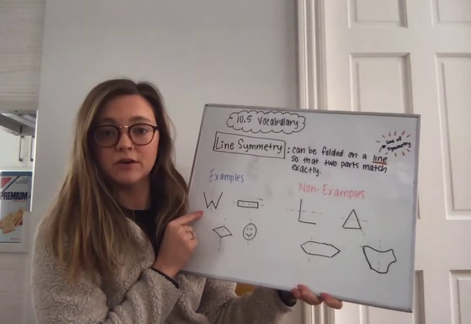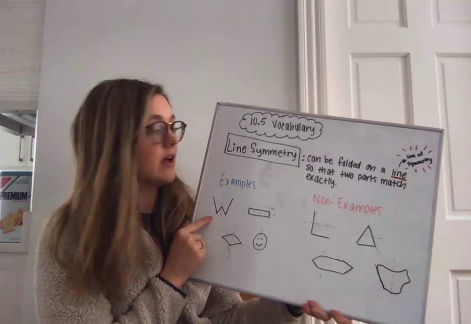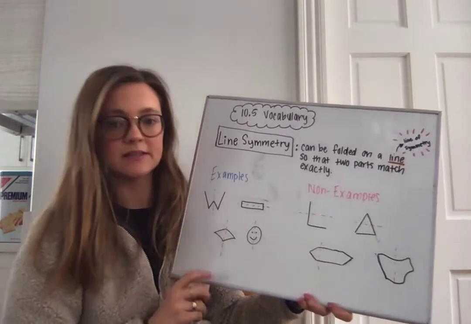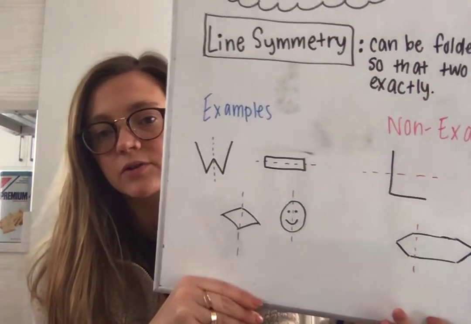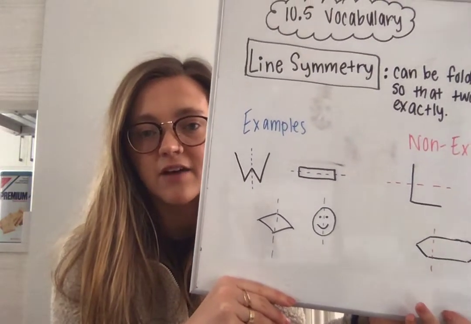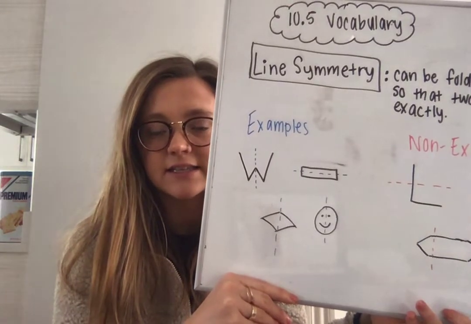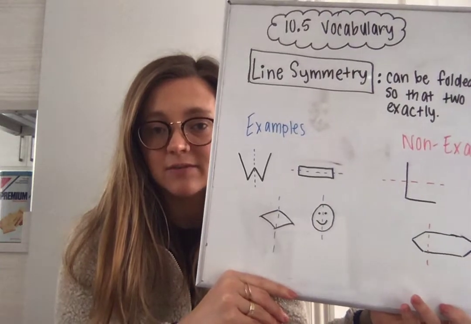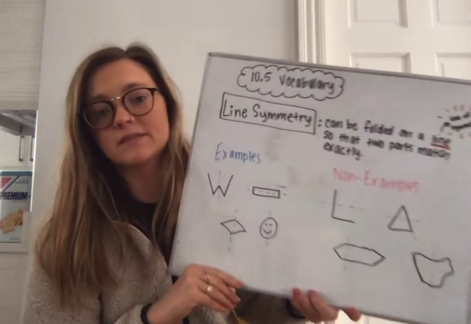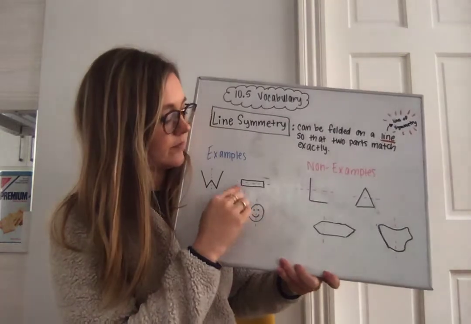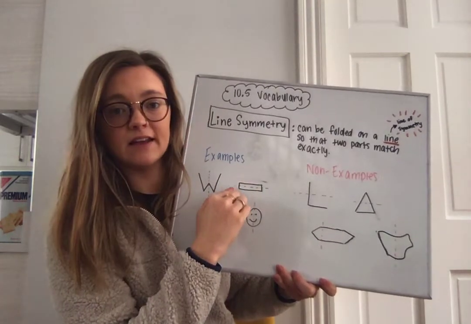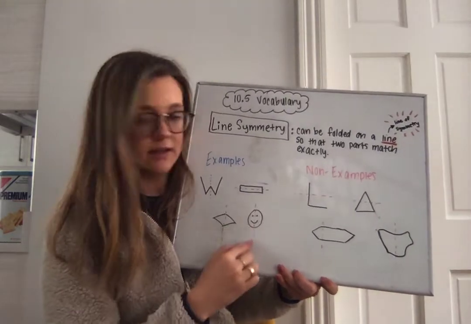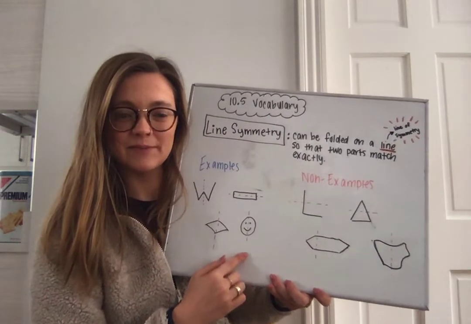This W right here is an example of a shape that has line symmetry. The reason it has line symmetry is because when I have this dotted blue line, if I were to fold that in half on top of itself, it's exactly the same on one side of the dotted line as it is on the other. And the same is true with these other shapes that I have drawn. Here, if we fold on that line, it's going to be perfectly matched on the other side. Same with this and with this smiley face.